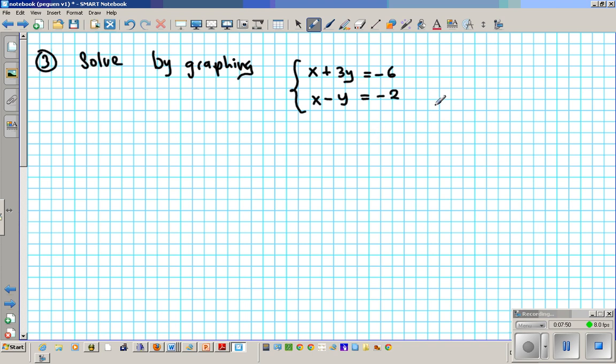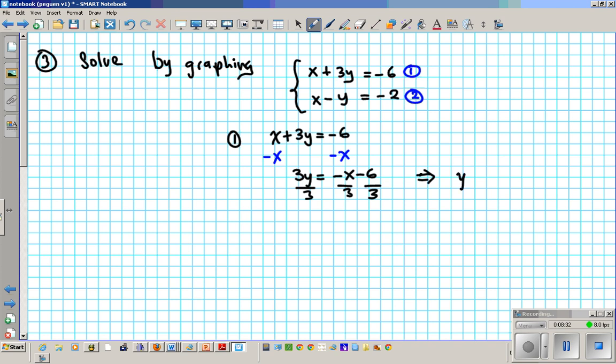All right, let me just label them for the sake of organization. Call this 1. Call this 2. Let's start with equation 1. From equation 1, we have x plus 3y equals -6. So I need to put this in the y equals mx plus b form so I can graph it. To do that, I need to subtract x from both sides and divide by 3. So subtract x. That yields 3y equals -x minus 6. And then divide everything by 3.